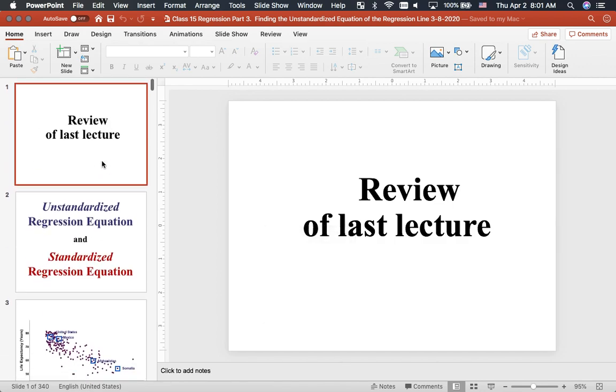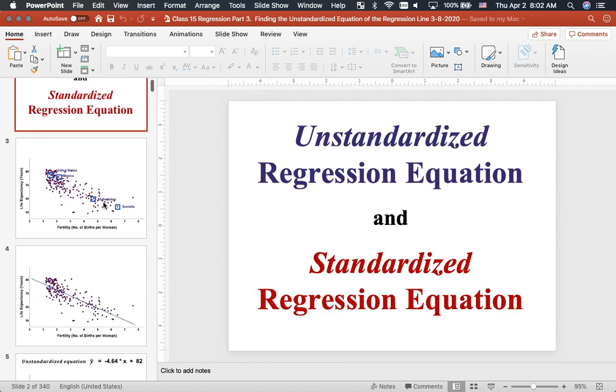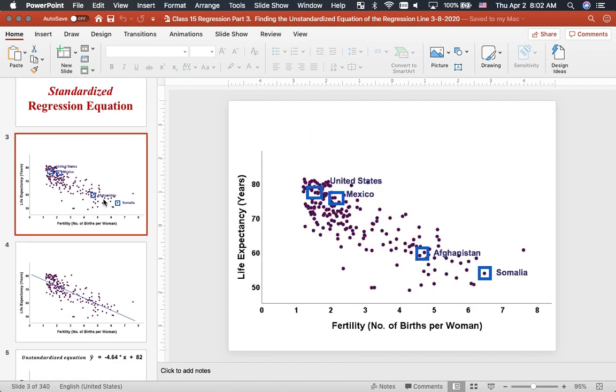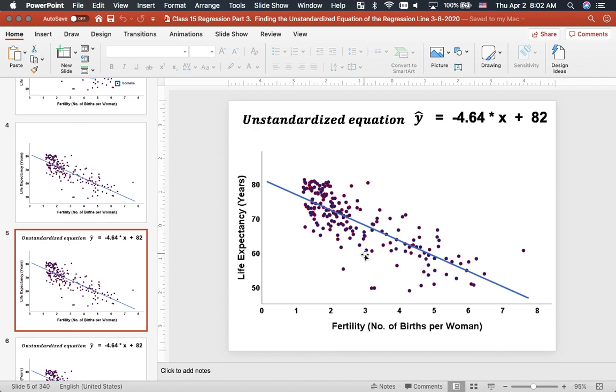Back in class 14, we talked about the unstandardized regression equation and standardized regression equation. So here you can see a nice scatter plot of fertility and life expectancy. And we have some different countries that are plotted on here. And we can draw a regression line right through there. If we come up with the actual unstandardized regression equation, this is what we get. Y hat equals negative 4.64 times x plus 82.